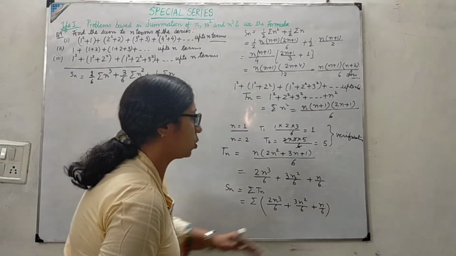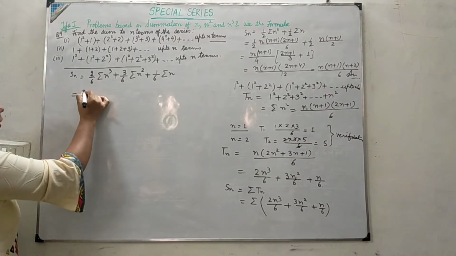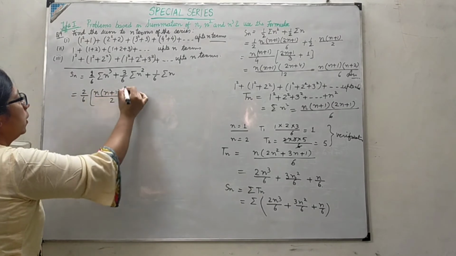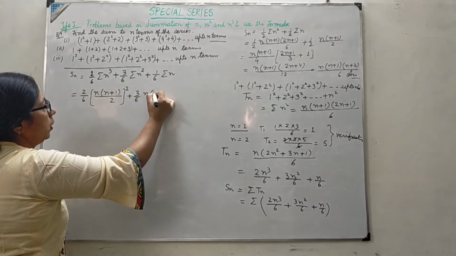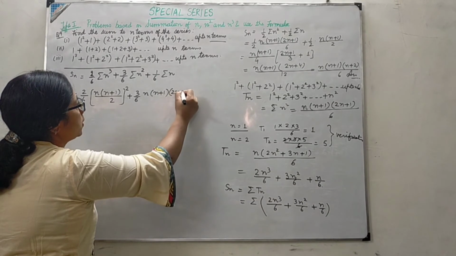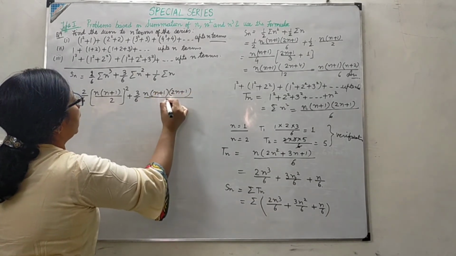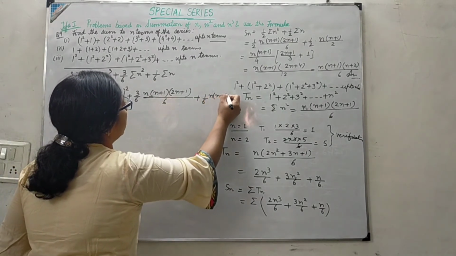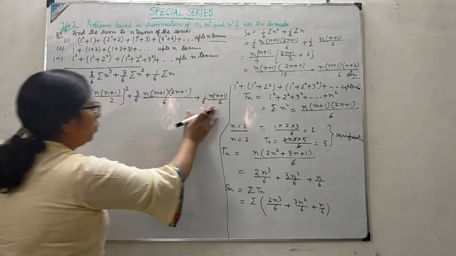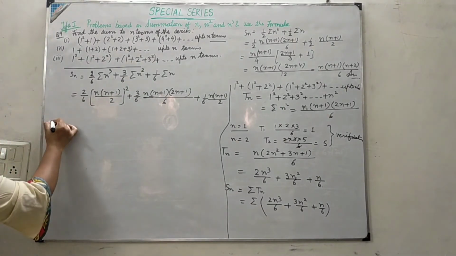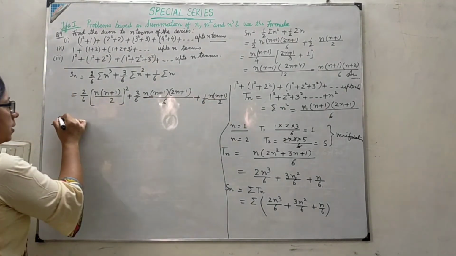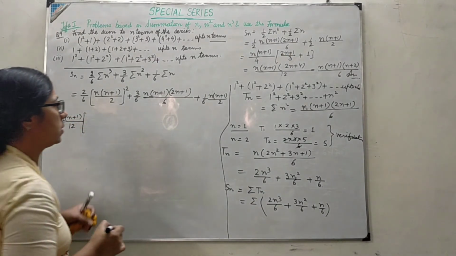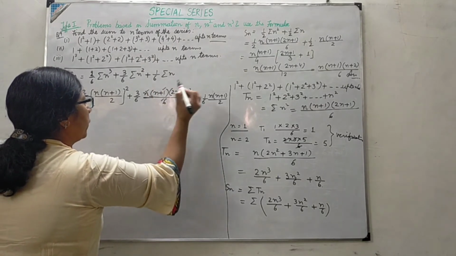Right? We have applied the distributive property on sigma. After that, this is 2 by 6 n into n plus 1 by 2 whole square plus 3 by 6 n into n plus 1 into 2n plus 1 by 6. Then 1 by 6 n into n plus 1 by 2. All this we have used the formula. You can write on the side. Now, if anything common, I can see n into n plus 1 by 12 is common from all the terms. So I will take this common.